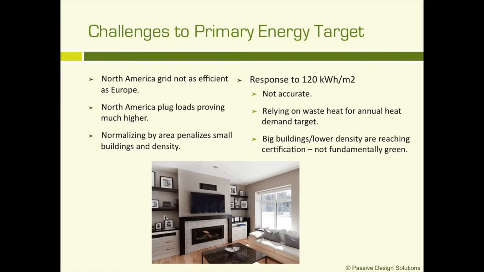And then normalizing the area, or having a metric of primary energy target that's based on a per square foot or meter, really penalizes small buildings and doesn't encourage density. So big buildings with lower density are reaching certification much more easily, which in principle is just not fundamentally as green. To give you an example of this, we had two projects built at about the same time.